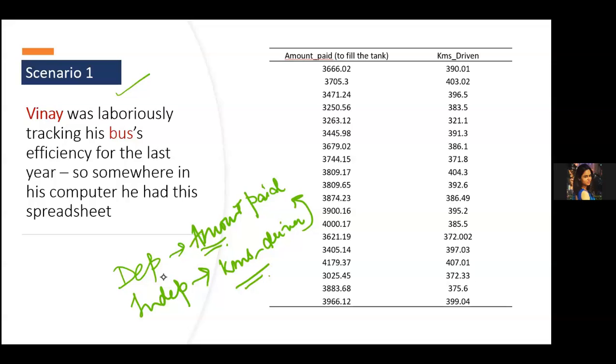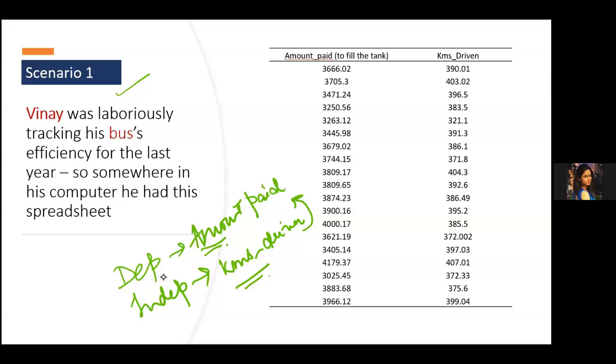But we'll see how we can change these independent variables, how we include more independent variables, and what effect it has on our regression output. और जैसे जैसे हम independent variables increase करते हैं, how the output changes and which output is the best. And finally, amount paid for Spiti.